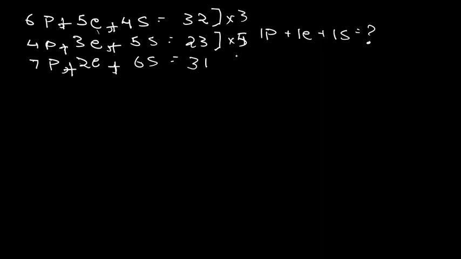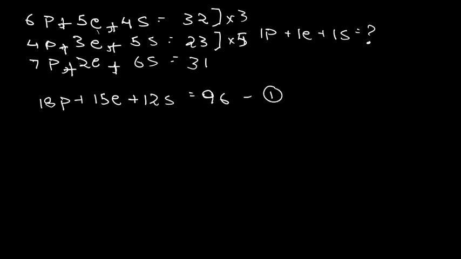Now what are we getting? We will be getting something like this: 6 into 3 is equal to 18p, plus 5 into 3 is 15e, plus 4 into 3 is 12s, is equal to 13 into 3, which is 39. Wait, 13 into 3 is 96 here as per the board. This is equation number 1, you can consider.